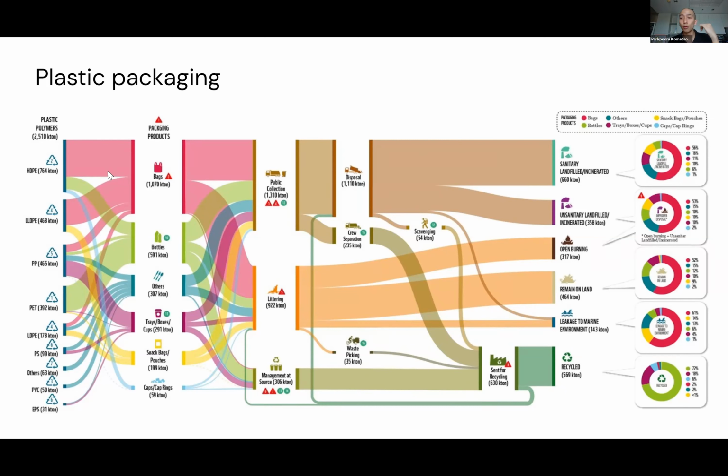Is it just thrown away out of the bin, like in the street or in the river, like littering, in this orange flow? Or has it been collected by the public collection services? Or has it been managed at source by households or businesses, say you or me or the offices, who decide to separate and clean the waste and send it for recycling, which is on the right here.